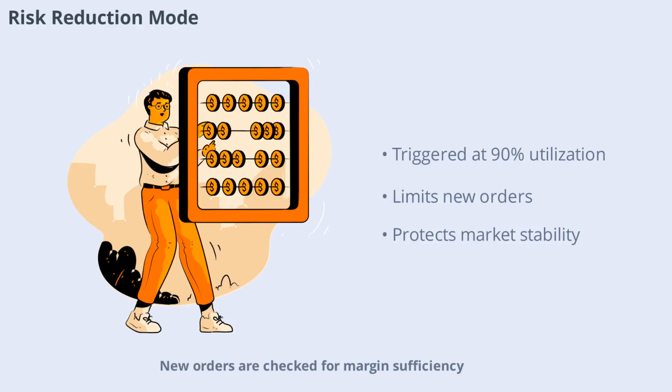New orders are checked for margin sufficiency, and only those that reduce open positions are accepted. The member returns to normal mode once collateral utilization drops below the specified threshold. This mechanism prevents excessive risk-taking and protects the market from sudden shock.